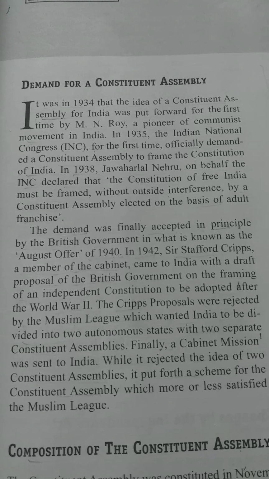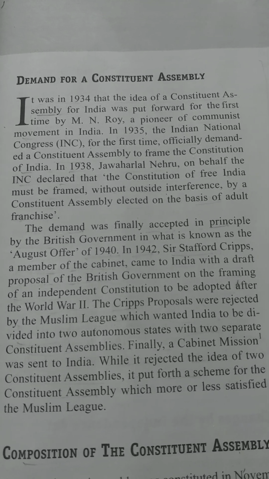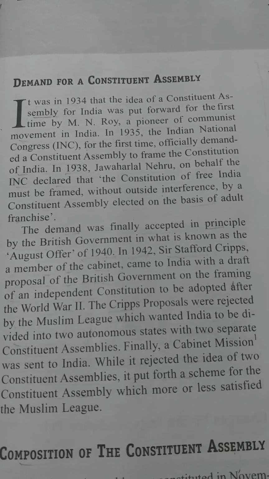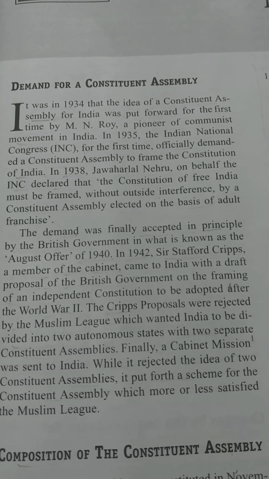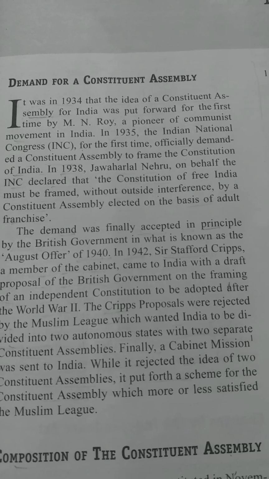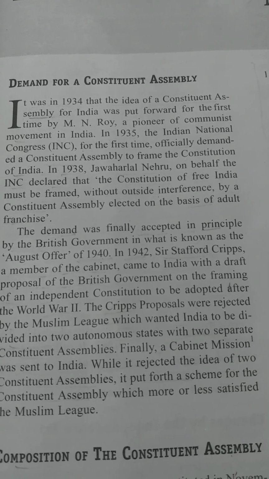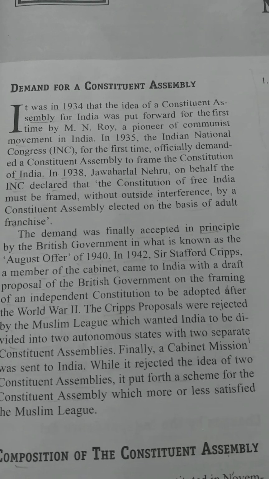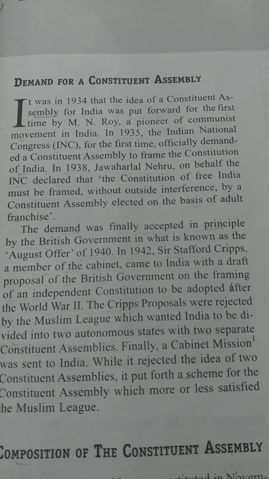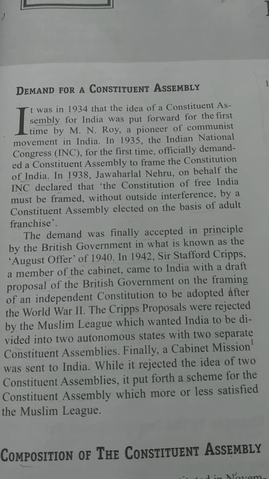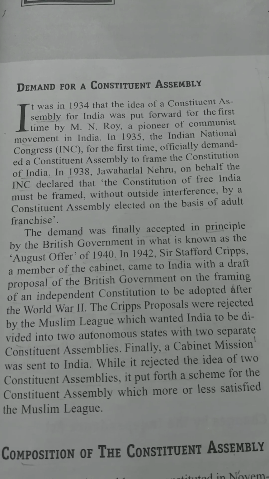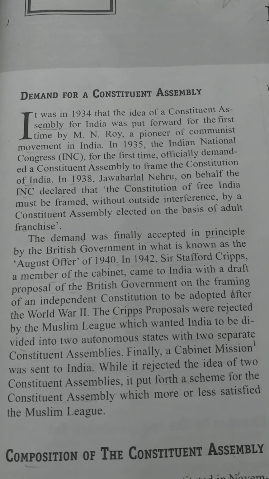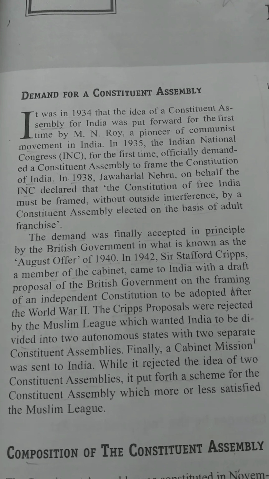The demand was finally accepted in principle by the British government in what is known as the August Offer of 1940. In 1942, Sir Stafford Cripps, a member of the cabinet, came to India with a draft proposal of the British government on the framing of an independent constitution to be adopted after World War II.